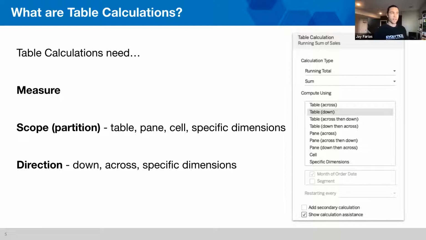So here's a screenshot of the menu for editing a table calculation in Tableau. You can see you have the calculation type, and then you can compute using, and that gives you the scope and the direction with some other options down there as well. So the main thing is measure, and then scope, and then direction.